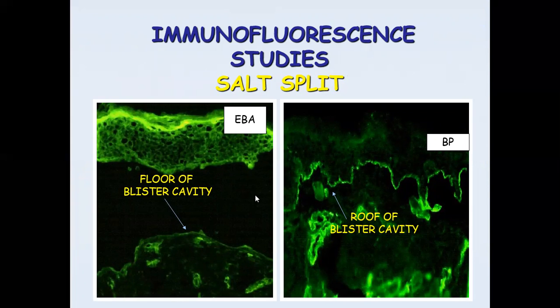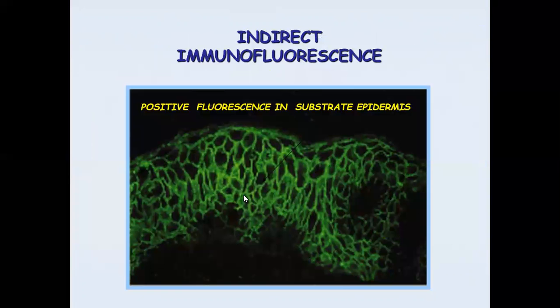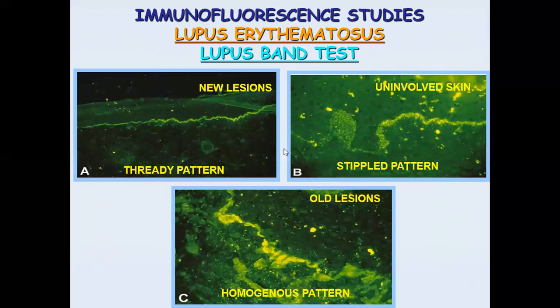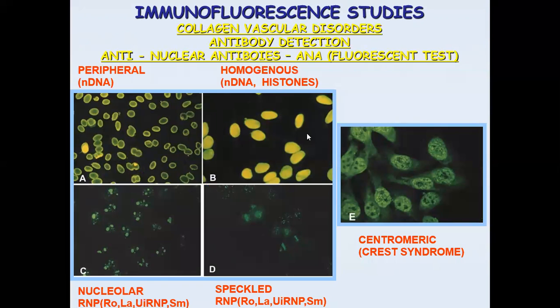This is the salt split, and I've explained the salt split in my lecture on pemphigoid, so you better listen to that lecture. And indirect immunofluorescence, I've already explained in detail in one of my talks how this procedure is done. Immunofluorescence is used in various serological investigations, like anti-nuclear antibodies, antihistone antibodies, nucleolar antibodies, and centromere antibodies. So these all are immunofluorescence stains.